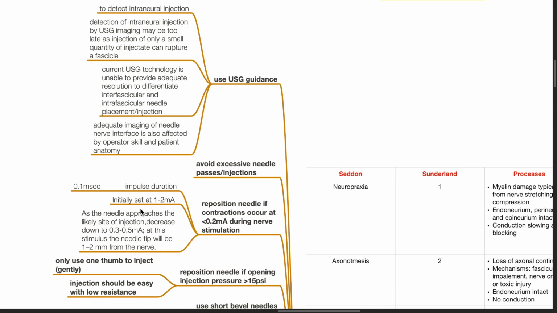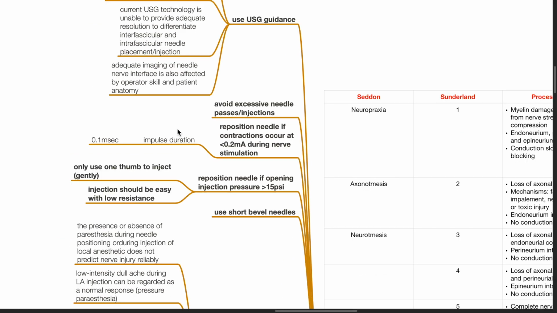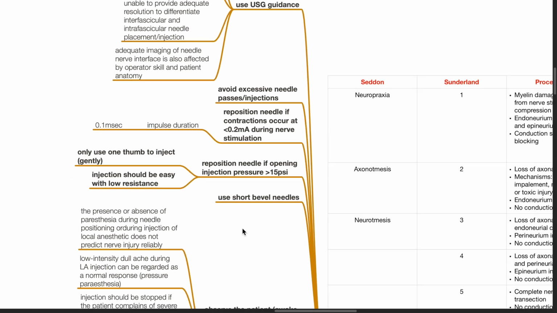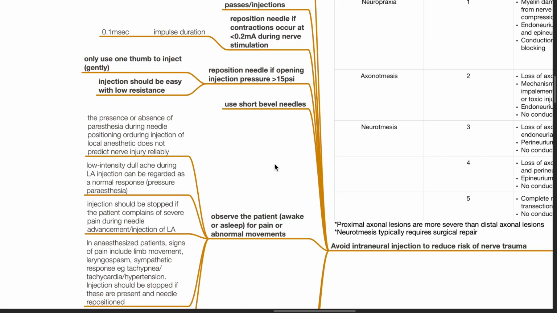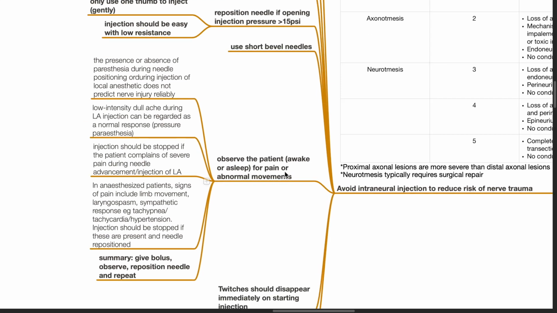Avoid excessive needle passes or injections. Reposition the needle if contractions occur at less than 0.2 mA during nerve stimulation with an impulse duration of 0.1 millisecond. Reposition the needle if opening injection pressure is more than 15 psi. Only use one hand to inject gently. Injection should be easy with low resistance. Use short bevel needles. Observe the patient for pain or abnormal movements.